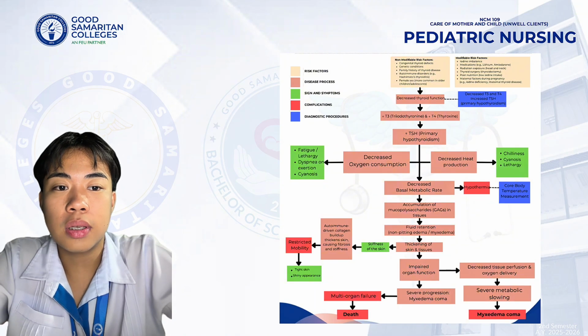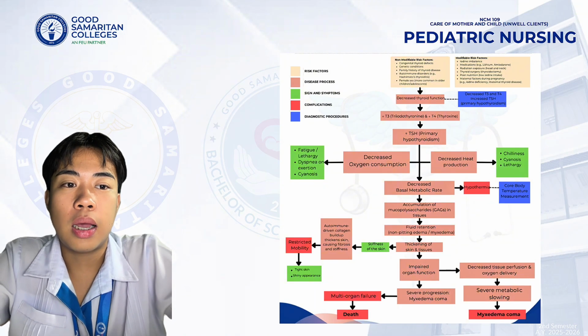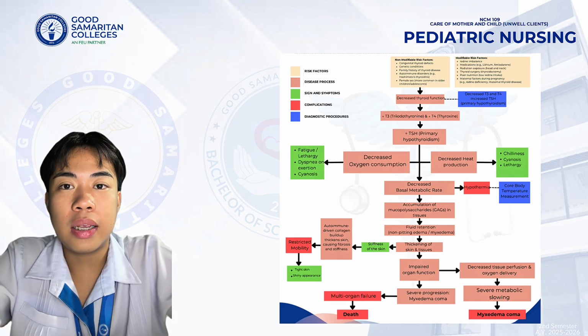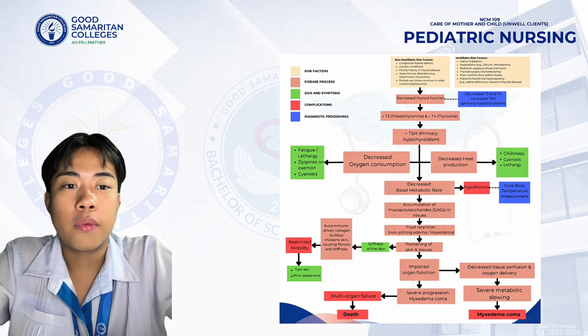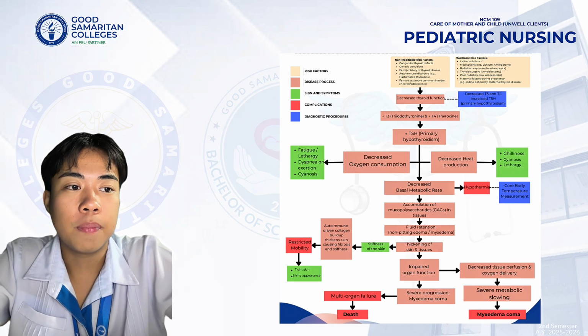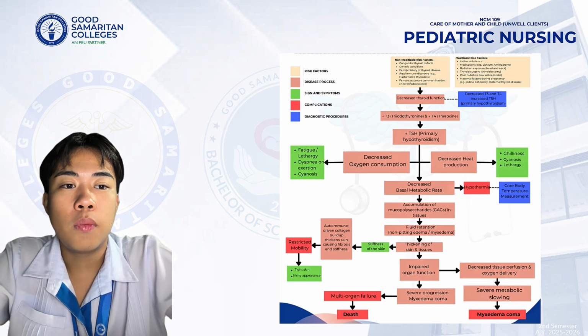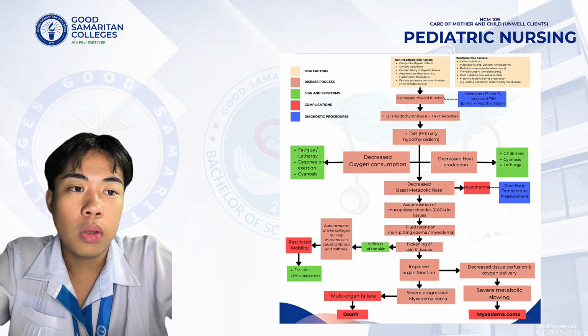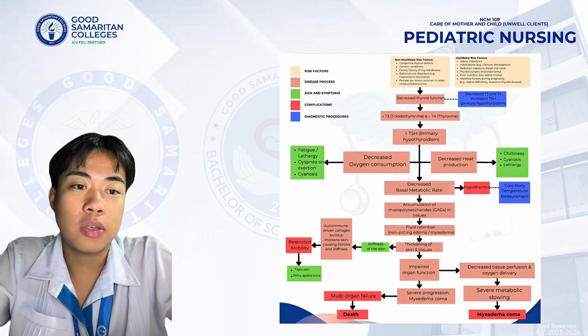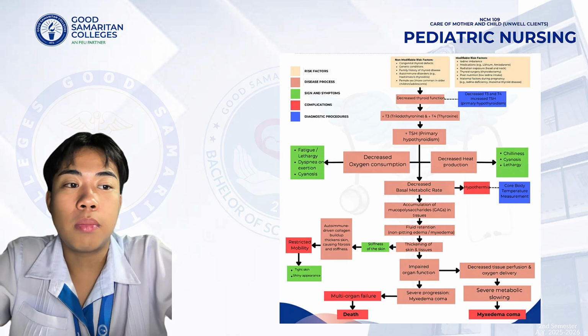So first is decreased potassium excretion. So this commonly occurs in conditions like renal failure, where the kidneys are unable to remove the excess potassium from the body. So it can also happen when there is a reduced aldosterone, a hormone that promotes potassium excretion. So second is the shift of potassium from inside the cell to the bloodstream.